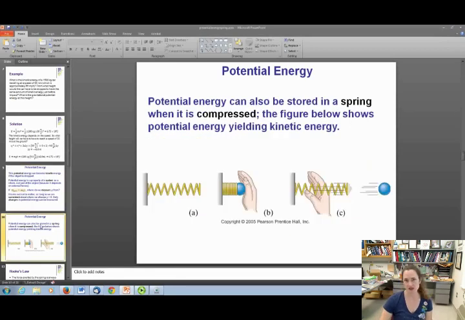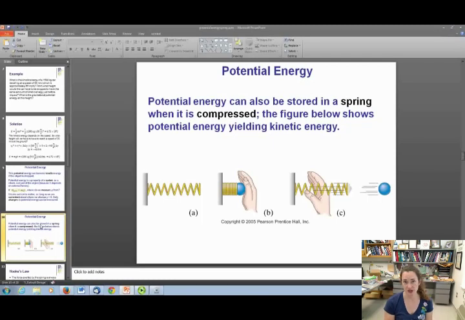Okay, so that's what I want to say about gravitational potential energy for now. Let me now move on to the other kind of potential energy that I want to discuss, which is the potential energy that can be stored in a spring. You can store potential energy in a spring by compressing it or by elongating it.